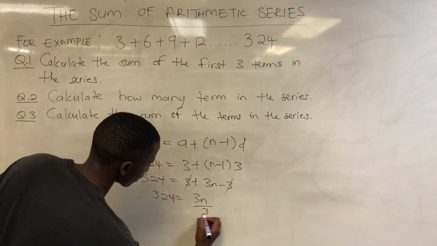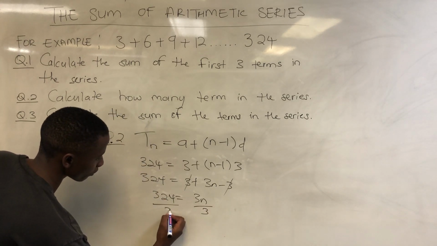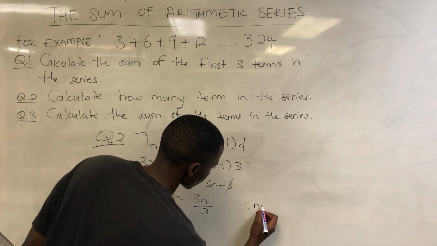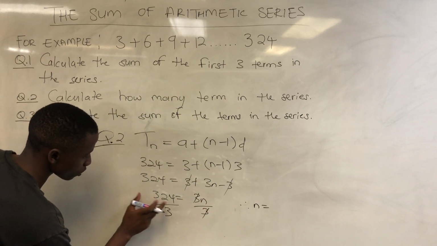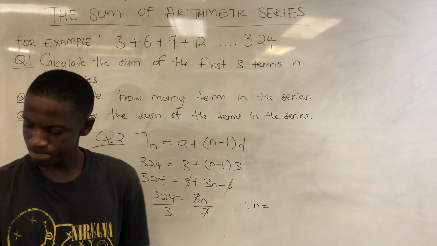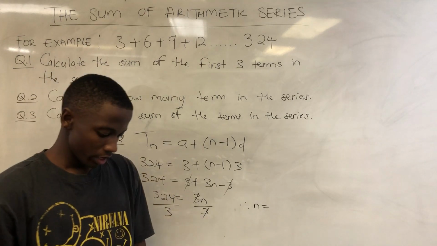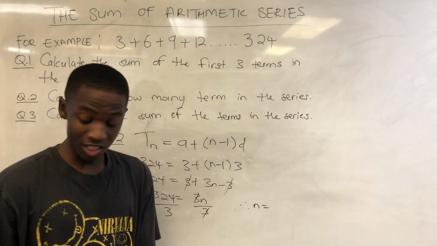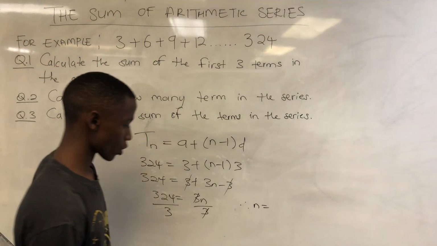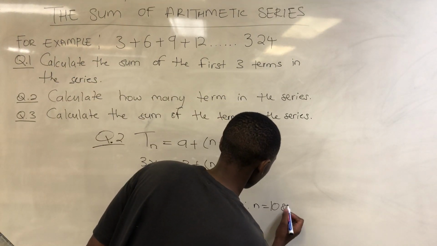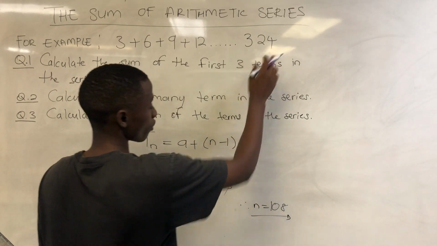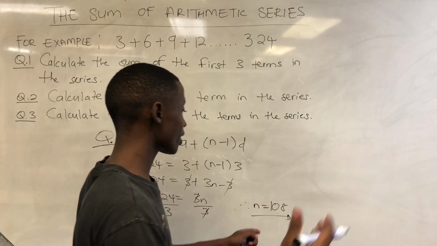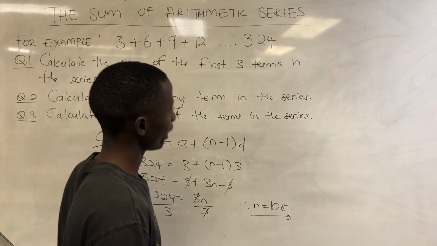So we divide by 3 to find the value of n. Therefore n will be equal to 324 divided by 3, and that's 108. So 324 is equal to T108, the 108th term. Okay, and that's it.